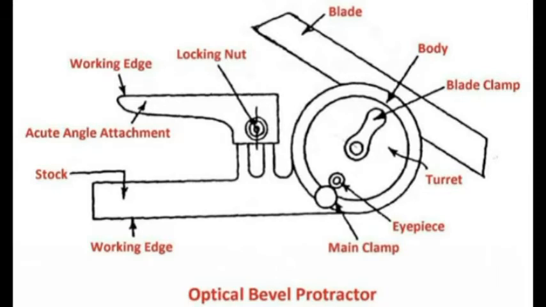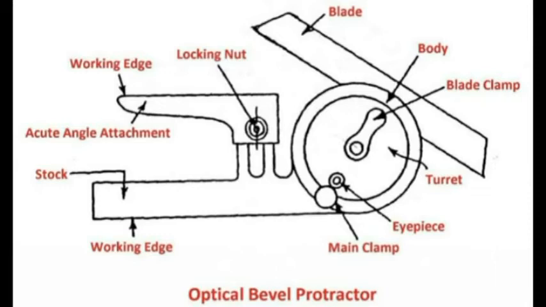So in a vernier protractor, the eyepiece is attached on top of the vernier scale itself, which together moves as a single unit over the stationary dial scale. So the eyepiece provides the reading in a magnified manner. The acute angle attachment is provided to facilitate measuring the acute angle on the workpiece. So if you want to measure, you can do it.